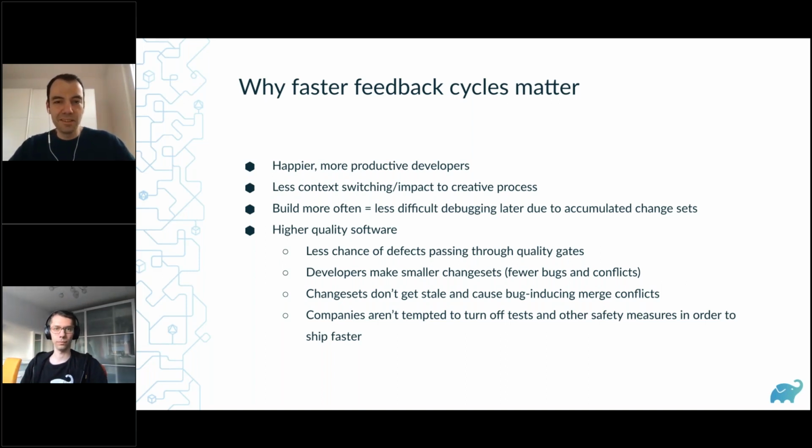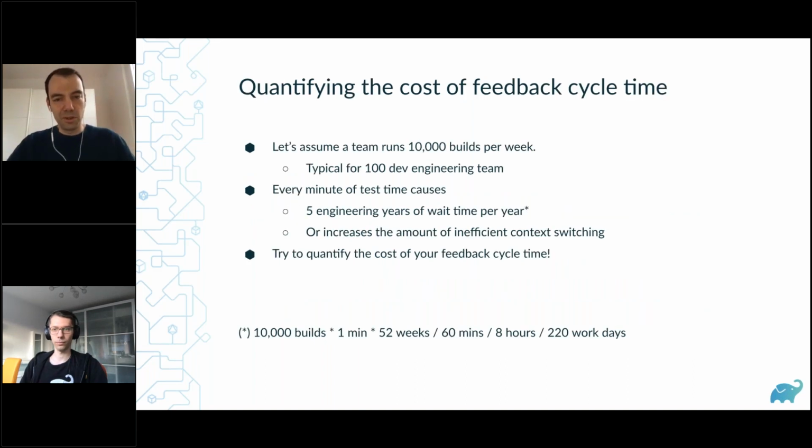And this is not just a feeling, you can also quantify the cost of feedback cycle time. So let's assume you have a team that runs 10,000 builds per week, which is a typical number for a 100 developer engineering team. And every minute of test time causes 5 engineering years of wait time per year. So the exact calculation is in the bottom, right? You have 10,000 waiting minutes per week, basically. And if you spread that out over 220 workdays, you end up with 5 engineering years just for waiting. If you would just wait, right?